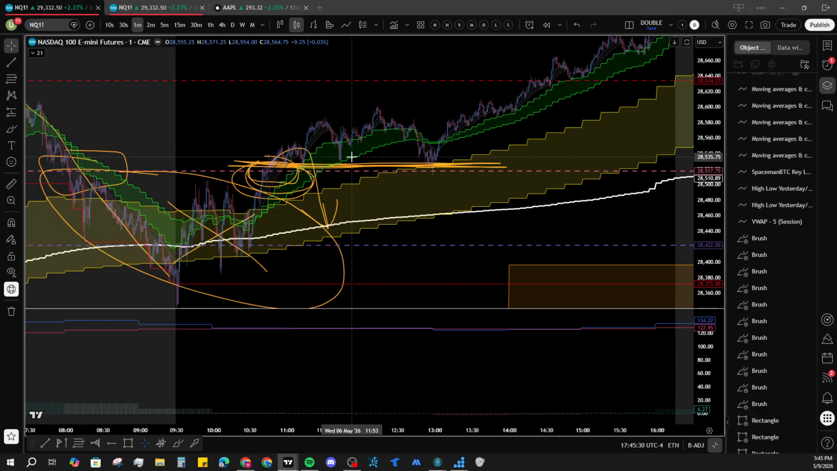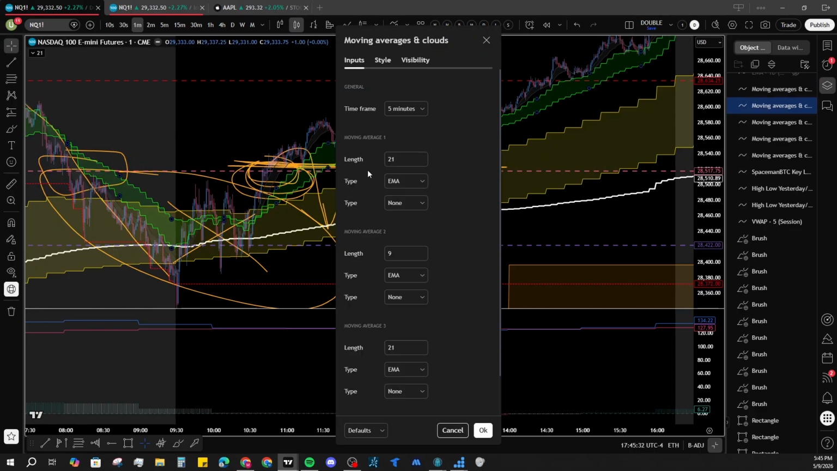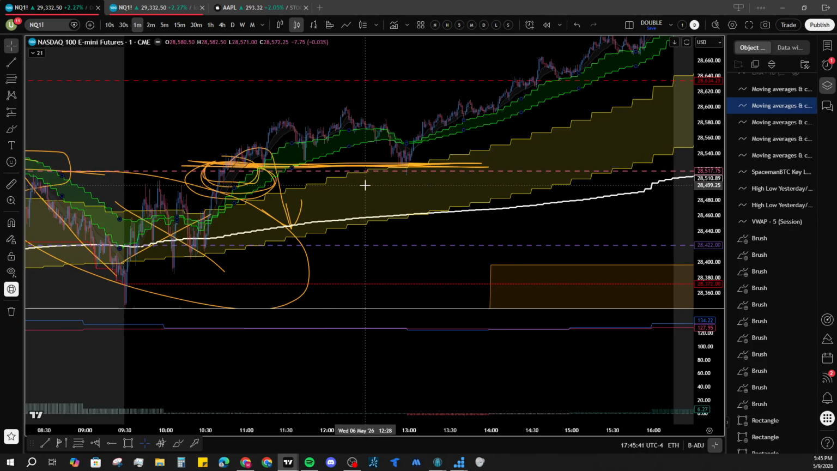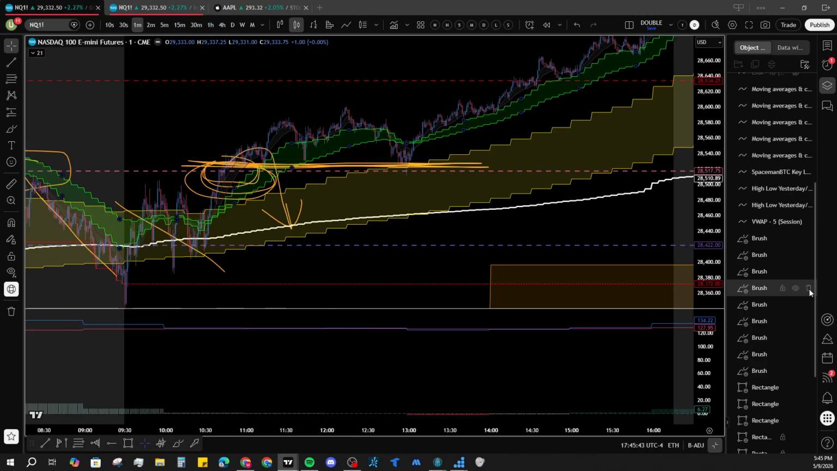So this is probably my favorite to play off of. It's based off of a 9 top and then a 21 bottom. And then it makes the cloud of the area that I want to play in.